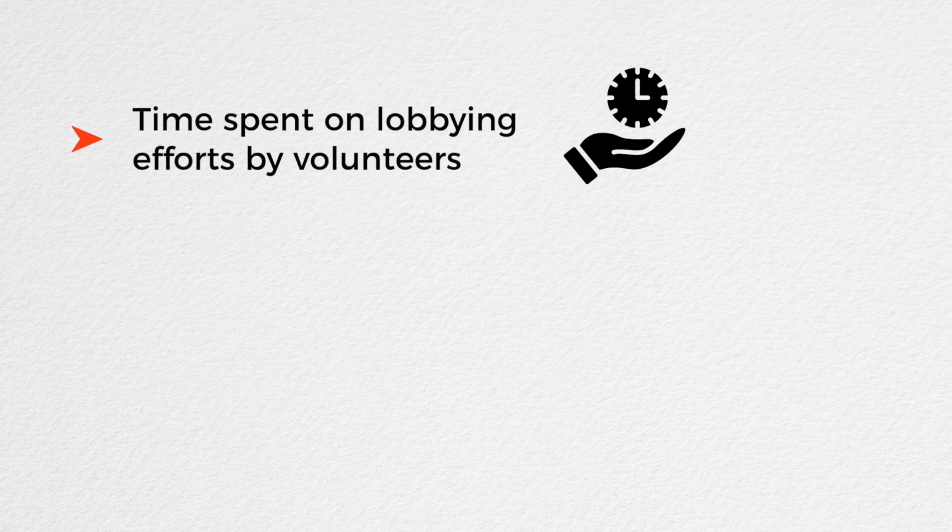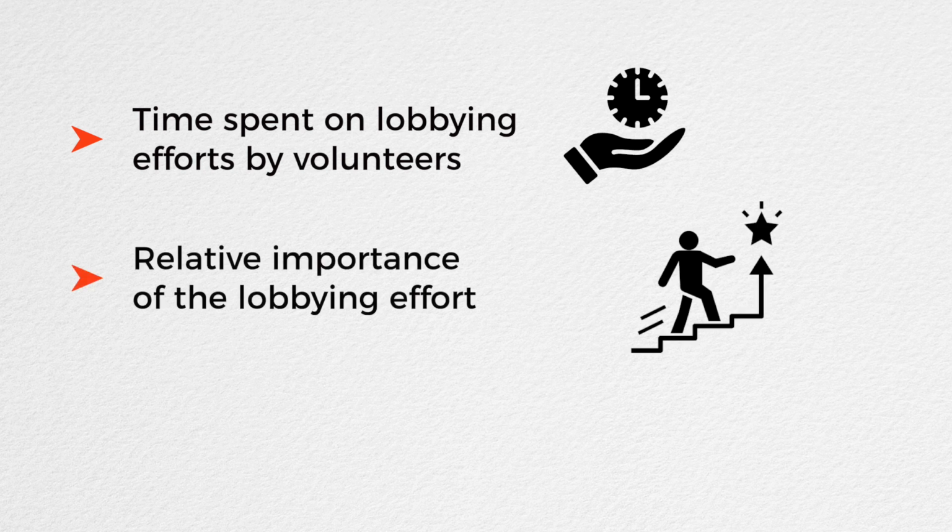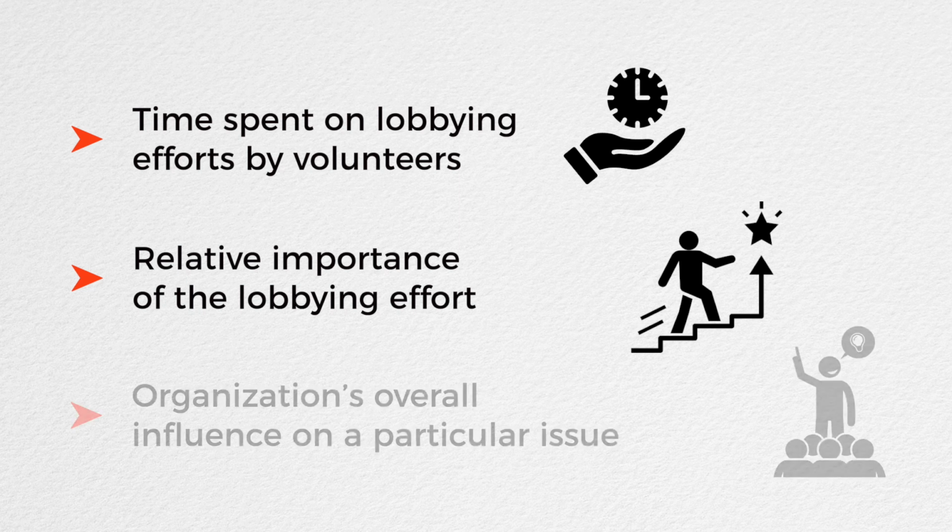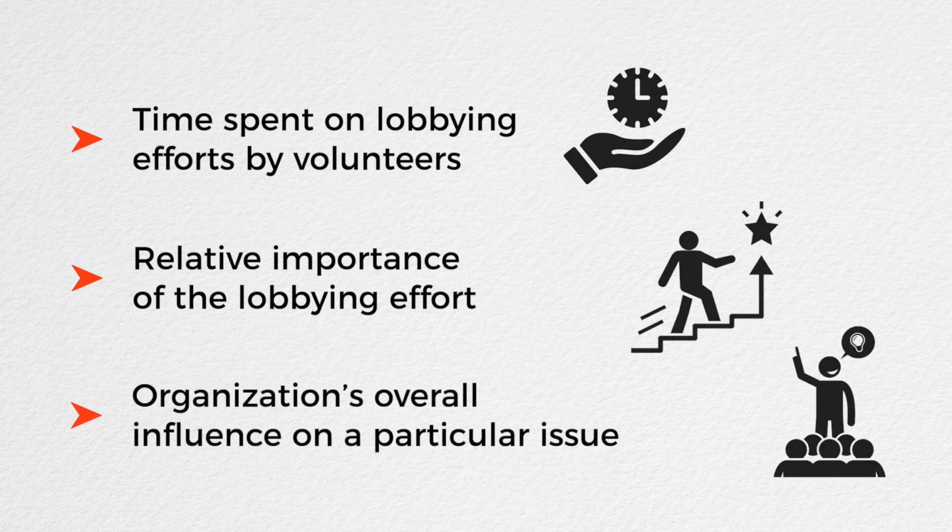In the absence of the 501h election, when applying the no substantial part test, the IRS will look at a variety of factors besides just money spent. This could include time spent by volunteers on lobbying efforts, the relative importance of a lobbying effort to an organization, or the organization's overall influence on a particular issue. With the 501h election, none of these non-monetary factors are taken into account. This is generally helpful because many forms of lobbying do not involve a lot of expense. For example, doing grassroots lobbying through posts on social media.